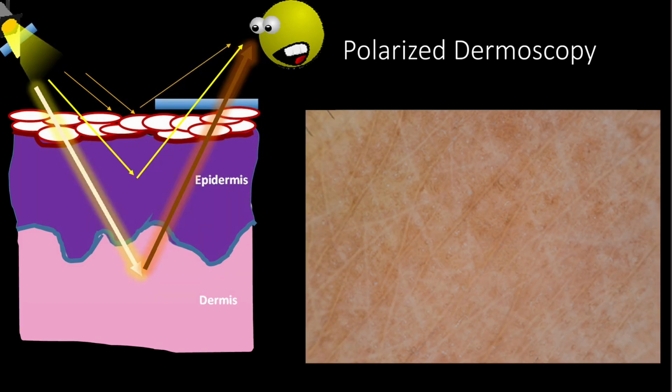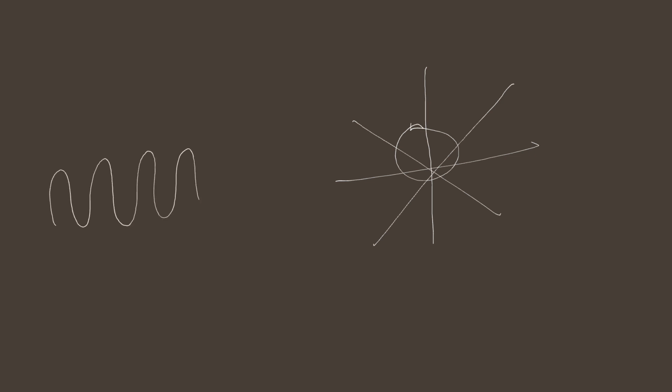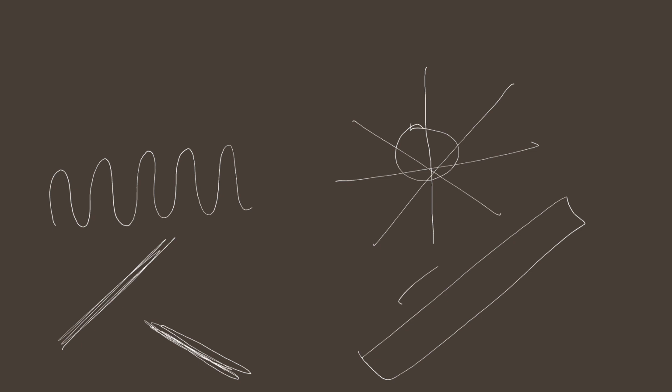Polarized dermatoscopes use polarized light and are developed on the principle of cross-polarization. So what happens? Normally, this natural light vibrates in different directions, right? But the polarized light vibrates only in one direction. In polarized dermoscopy, we use two polarizers, and these two polarizers are held orthogonally, at 90 degrees to each other. When light is passed through this polarizer, it only vibrates in just one direction. All the light waves which are vibrating in other directions are blocked.